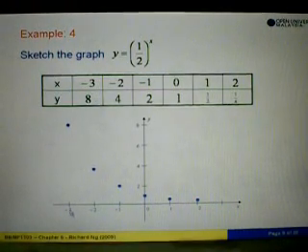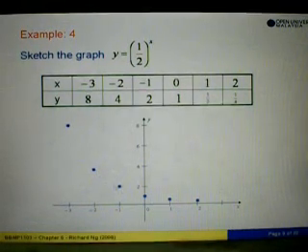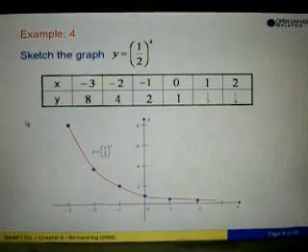So x equals negative 3, we have y equals 8 here. And when x equals negative 2, we have y equals 4. x equals negative 1, we have y equals 2, and so on. Right? So when we join this curve, we will get the curve actually decreasing from left to right. Okay.